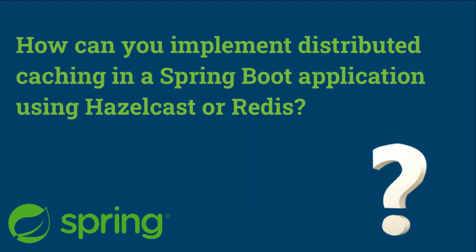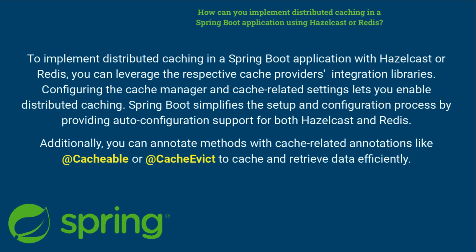Next question, how can you implement distributed caching in a Spring Boot application using Hazelcast or Redis? To implement distributed caching in a Spring Boot application with Hazelcast or Redis, you can leverage the respective cache providers' integration libraries. Configuring the cache manager and cache-related settings lets you enable distributed caching.